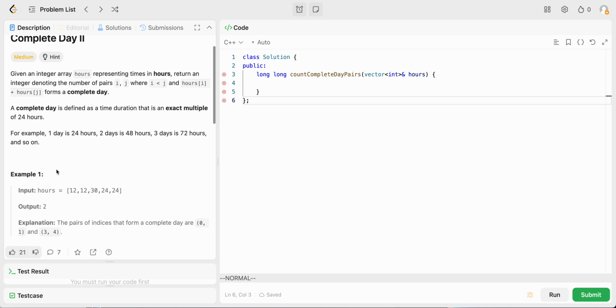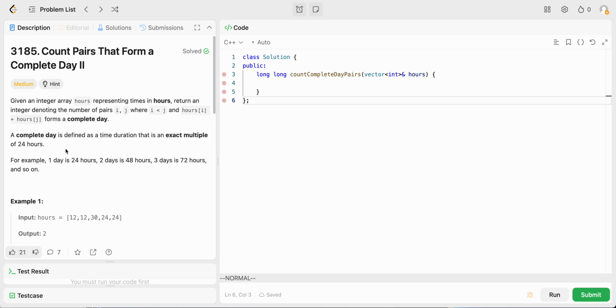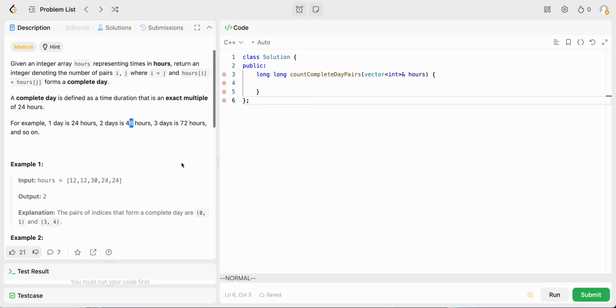So let's read this question, and then we'll discuss how to solve it. We are given an integer array hours representing times, and we're going to select a pair i, j where i is less than j, and hours[i] plus hours[j] forms a complete day. A complete day means that it's a multiple of 24. For example, 24, 48, 72, etc.